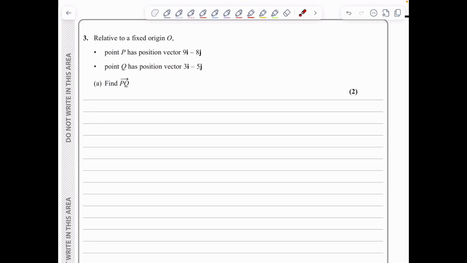Question 3 is on vectors. We've got the position vector of point P and point Q. We need to find the vector PQ. So the vector PQ is simply going to be the position vector of Q, so OQ minus OP. We know it's always the second letter minus the first letter. So we're looking at 3i minus 5j minus the 9i minus 8j. So 3i minus 9i will give me negative 6i, and then negative 5j minus the negative 8j will give me plus 3j. So the vector PQ is negative 6i plus 3j.